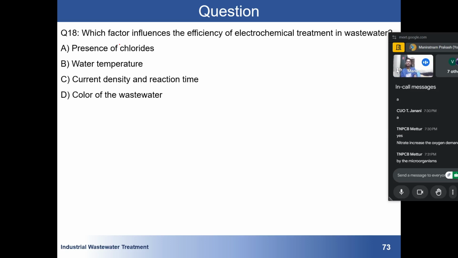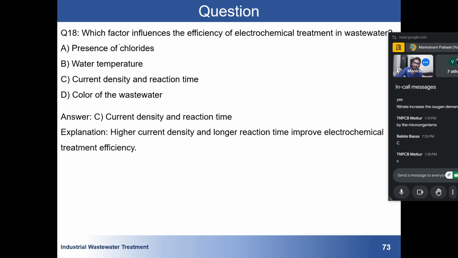Which factor influences the efficiency of electrochemical treatment in wastewater? Try to answer this question. Yes, C: current density and reaction time. Higher current density and longer reaction time improve the electrochemical treatment efficiency.